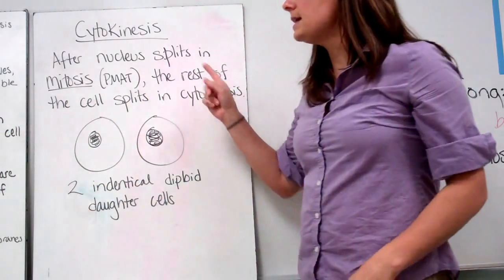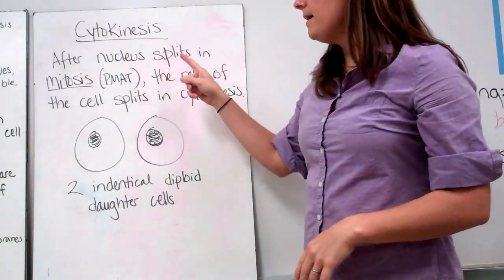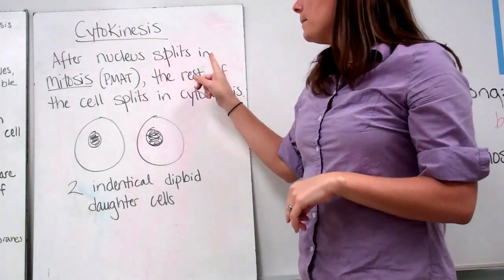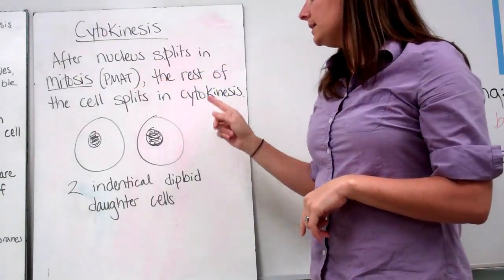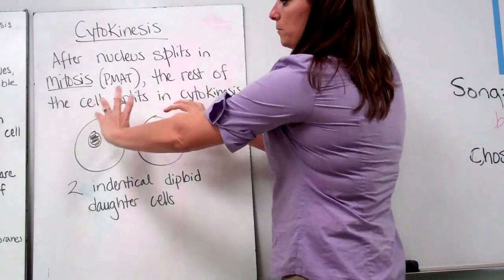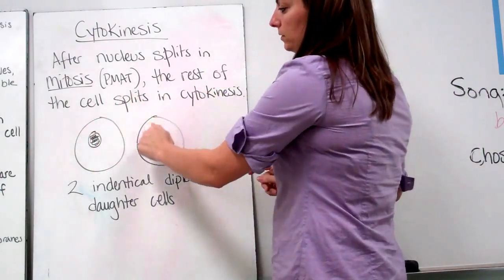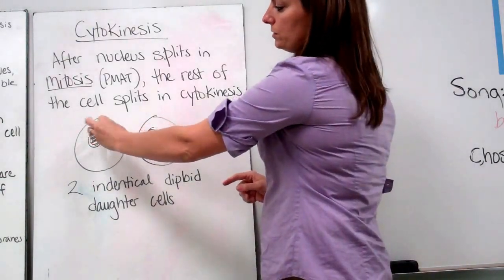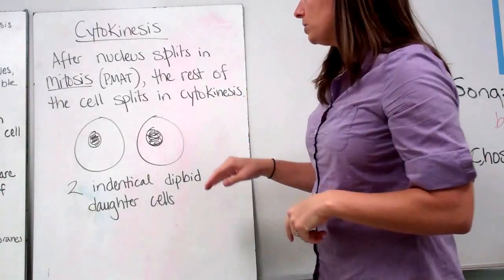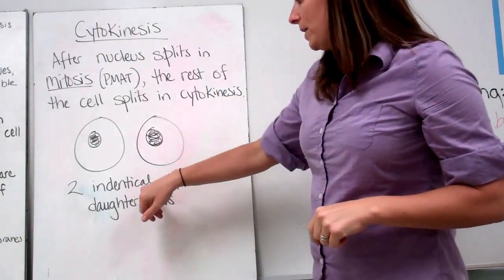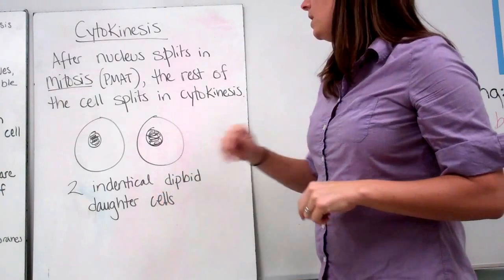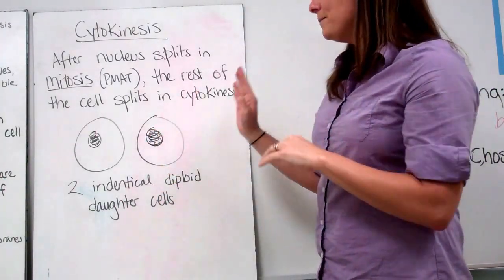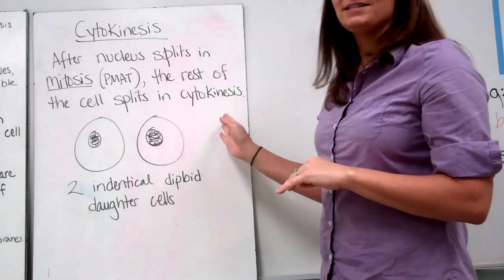And then the last step is cytokinesis, and that's after the nucleus splits. Mitosis is when the nucleus splits. The rest of the cell then splits in cytokinesis. So you end up with these two new cells. The nuclear membrane is totally formed around each one. You don't see the chromosomes anymore; the DNA is just smushed up in there. And we have two identical diploid daughter cells. That's the result of cell division: interphase, mitosis, and cytokinesis.